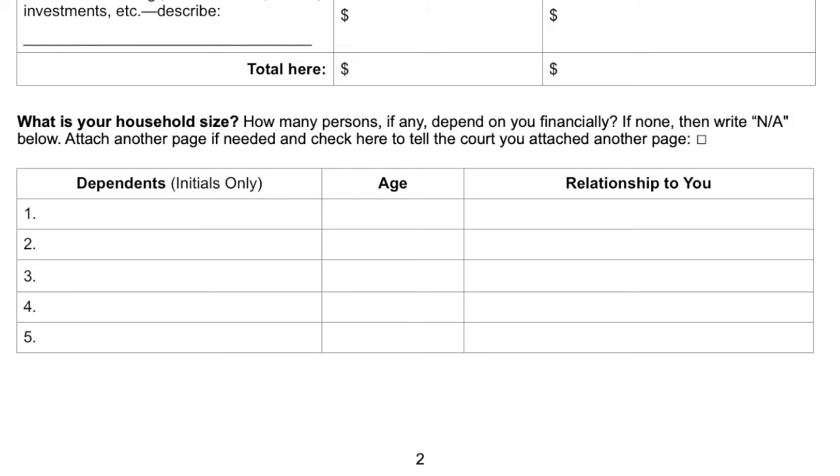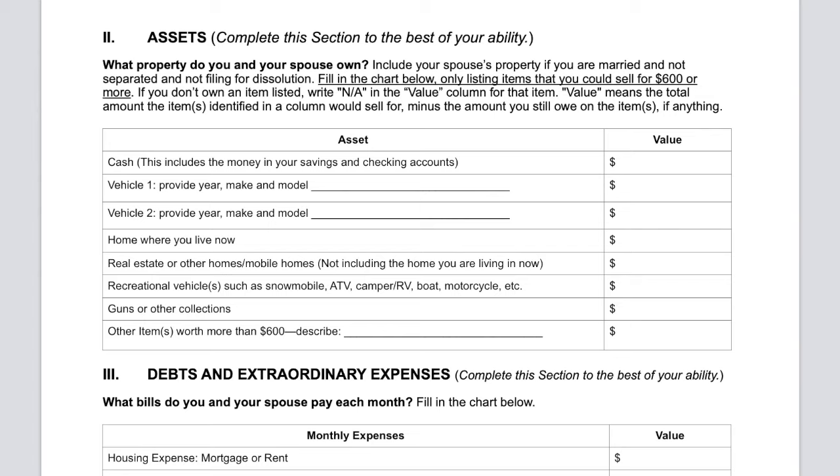Next, list information about your dependents. Next, list your assets on the top of page 3. Again, only include your spouse's property if you are married and not separated and not filing for a dissolution of marriage. Next, fill in the chart, only listing items that you could sell for $600 or more.